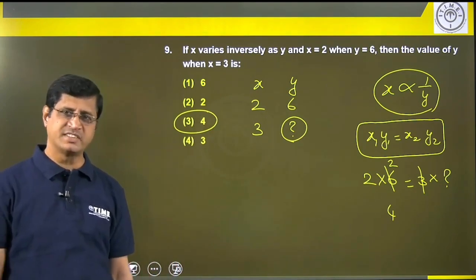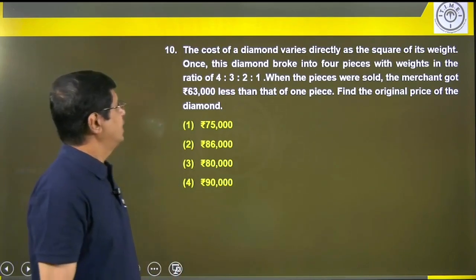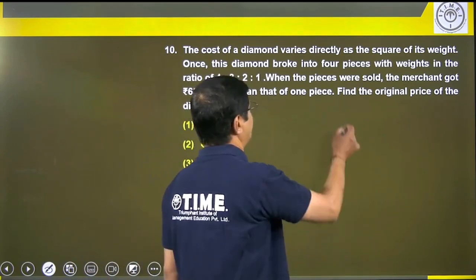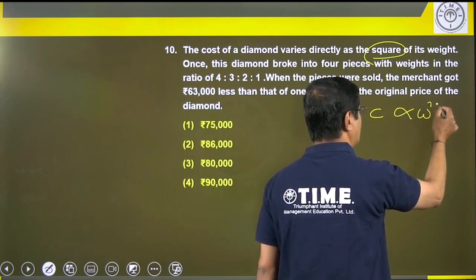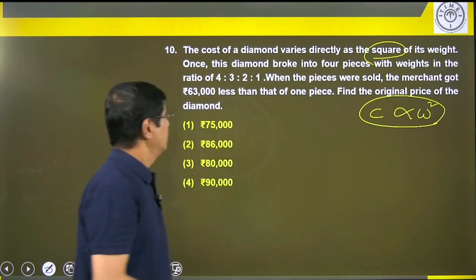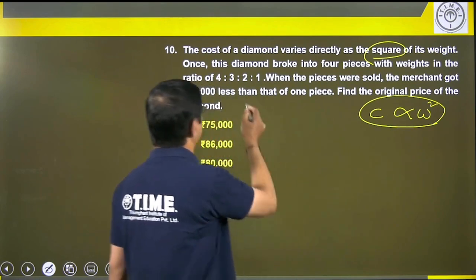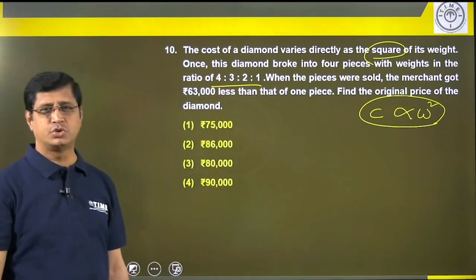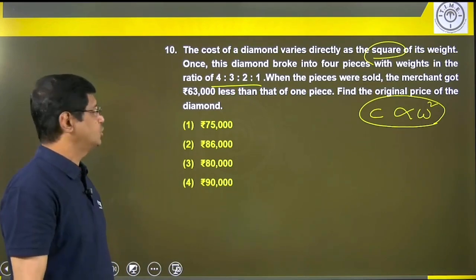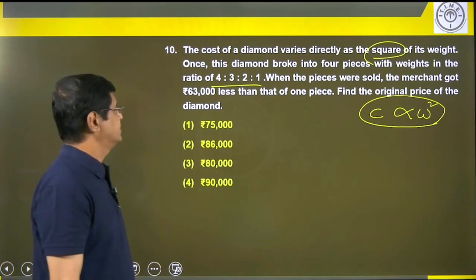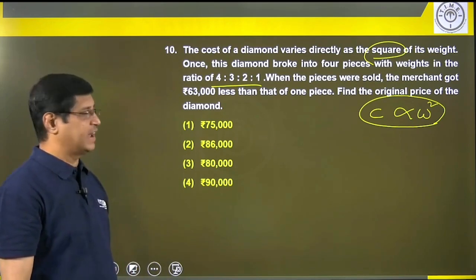Okay, now moving to the next example. The cost of a diamond varies directly as a square of its weight. So what is the cost? Directly proportional to square of its weight. Once this diamond broke into 4 pieces with weights in the ratio 4:3:2:1. When the pieces were sold, the merchant got 63,000 less than that of 1 piece. Find the original price of the diamond.